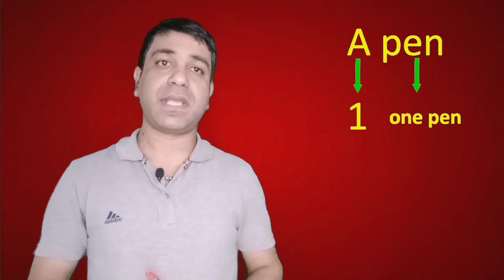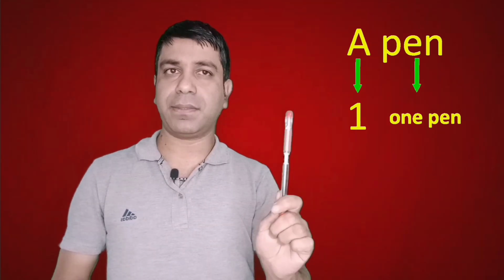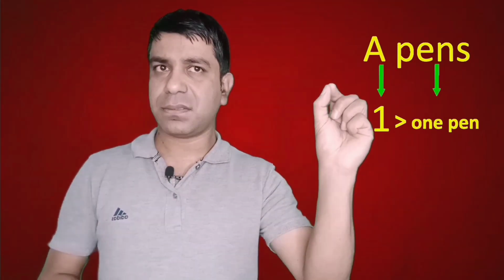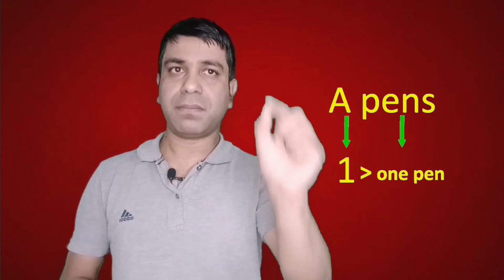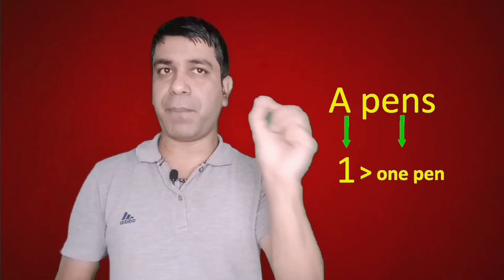So it is right to say a pen because a means one and pen also means one pen. Can we say a pence? No, because a means one and pence mean more than one pen. So it is wrong to say a pence.